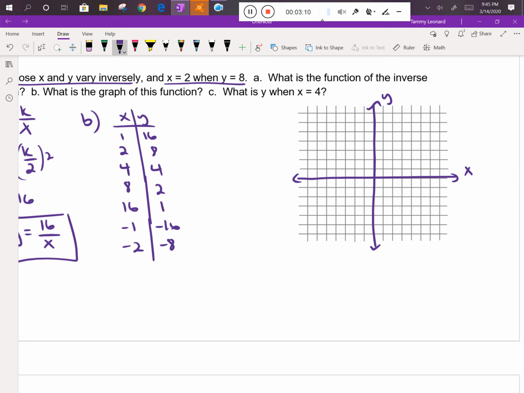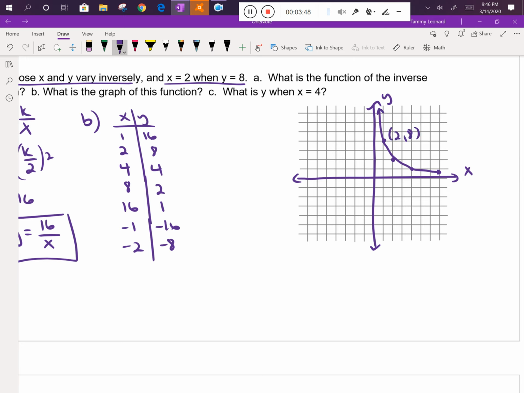When I look at this, I see some values are kind of close to the origin, but notice my numbers get big really fast. So I might need to pick a scale that goes by 2s rather than going by 1s if I want to be able to fit very much on my graph. So if I'm going by 2s on both axes, here would be my point (1, 16), my point (2, 8) would be here, and my point (4, 4) would be there. And then those ones that are getting closer to 0, I'm not actually going to have to graph. I'm going to go ahead and sketch my curve in there.